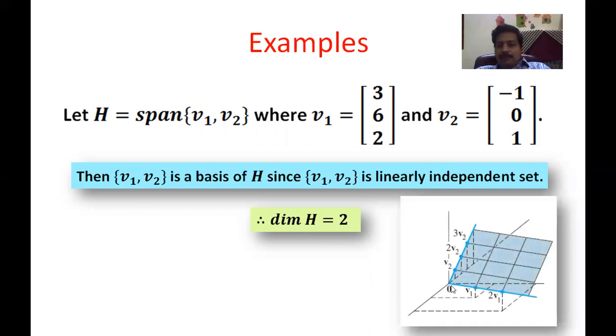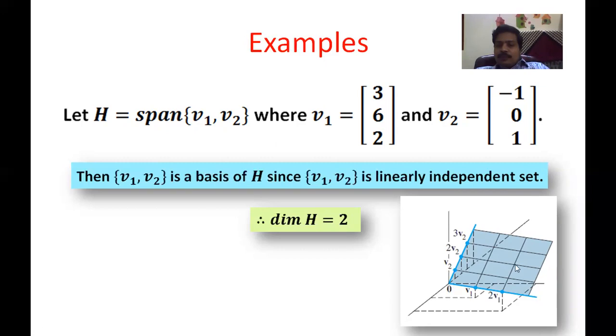So geometrically, it is a plane. H is a plane containing these two vectors, these two straight lines. This is V1. This is 2 times V1, 3 times. This is a straight line. This point represents V1. Then this line contains scalar multiples of V1. And this line contains scalar multiples of V2.